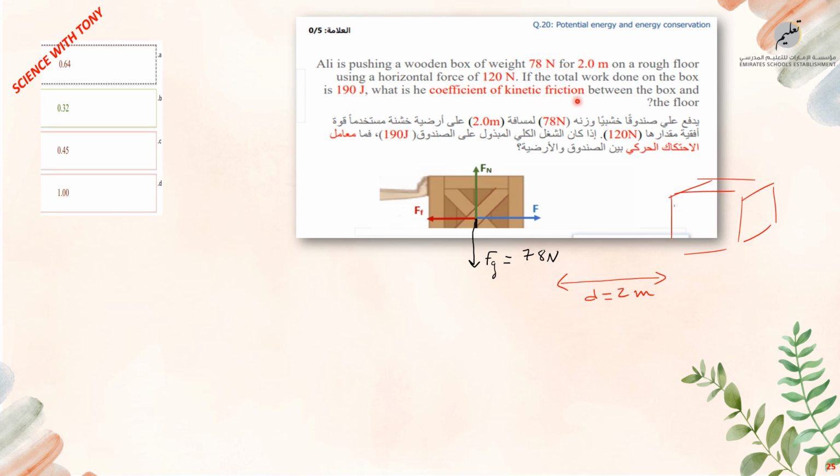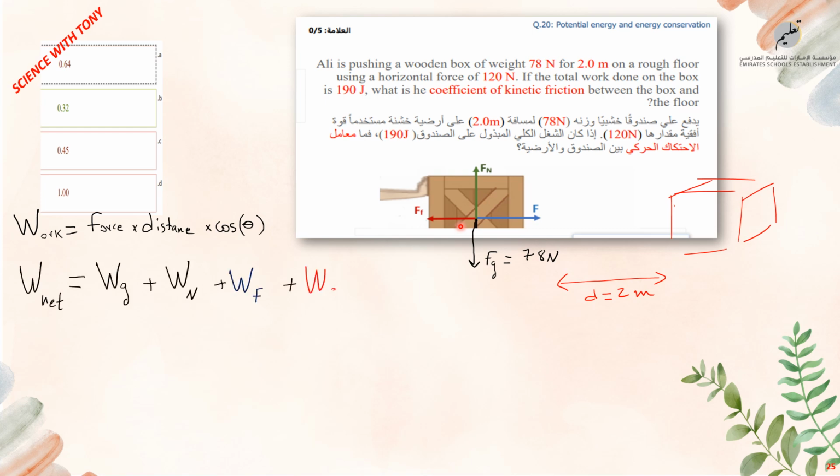So we need to calculate mu. Of course we need to use the equation of friction. The work is equal to force times distance times cosine of the angle. In this case, we have 4 forces: force of gravity, normal force, the force of the boy in the blue, and the force of friction. That's why we have mu, the one we need to focus on. So 4 forces means 4 forms of work.